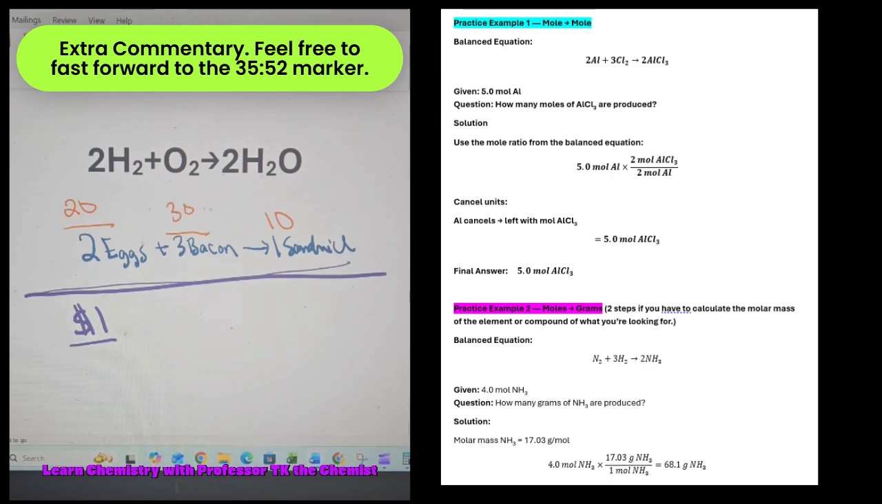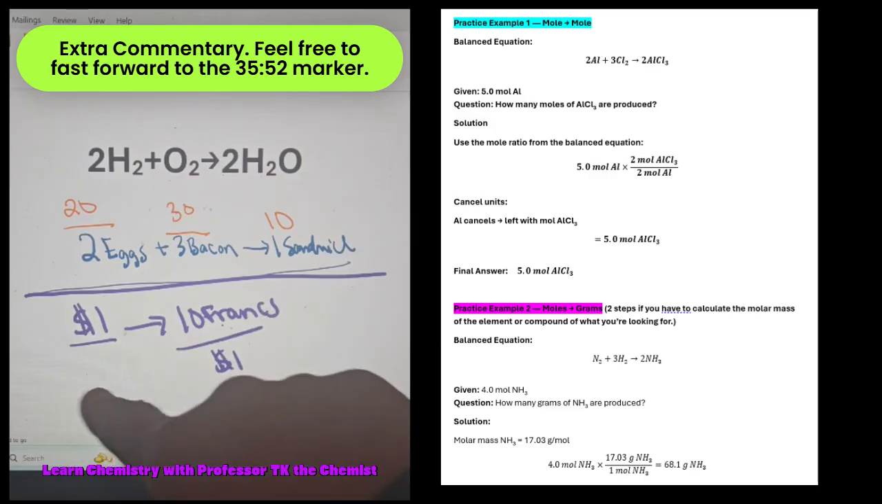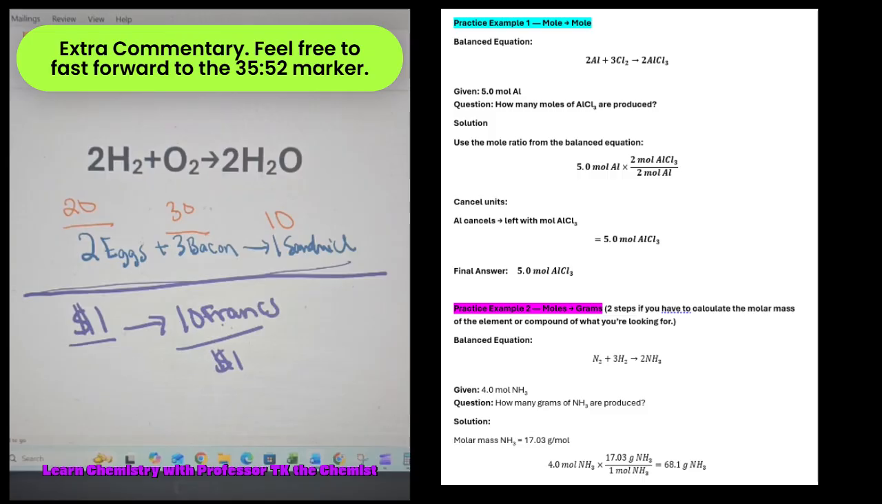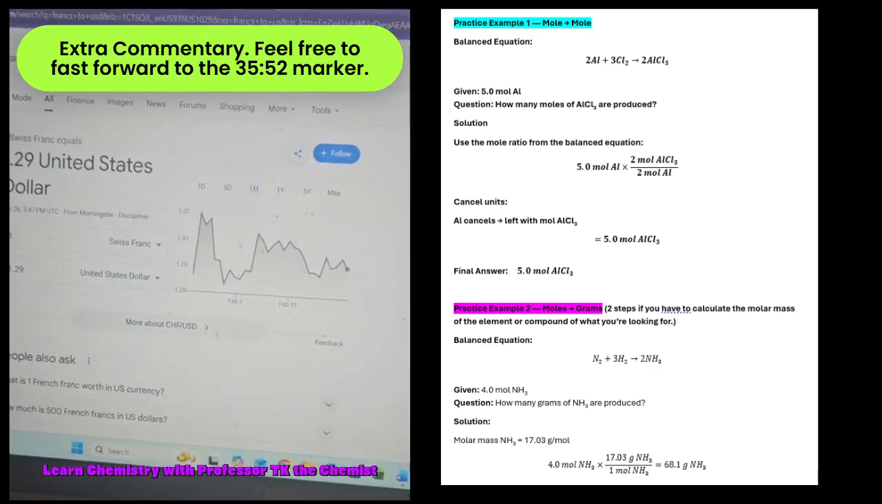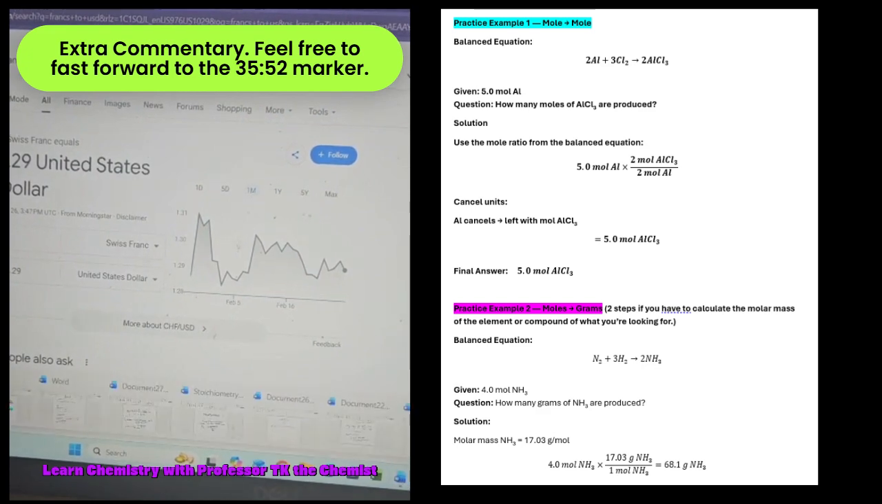And so if we go to another country, let's say we're going to France, and let's say that 10 francs equals $1. Well, this is the conversion right here. This is where you go into the grams to moles and moles to grams stuff. That's right, honey. Money always works, and that's why I use money as examples. Now, $1.29 is equal to 1 Swiss franc.